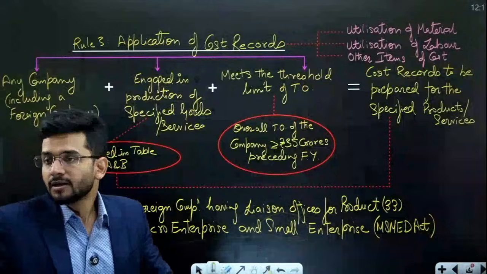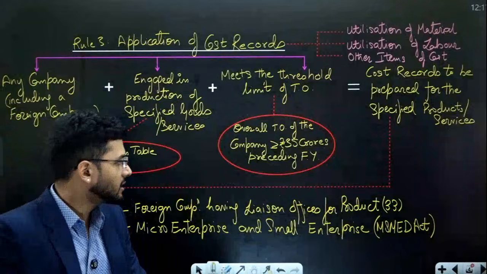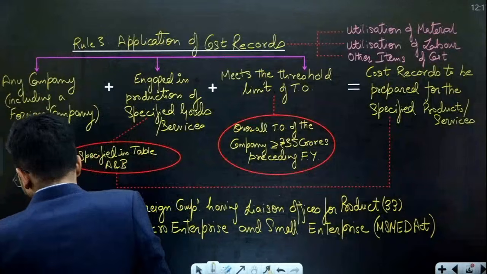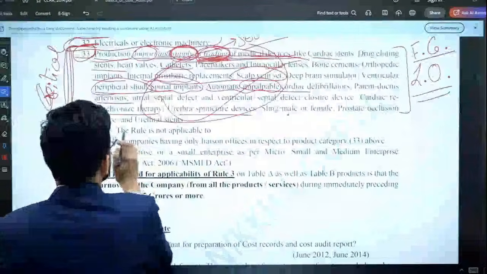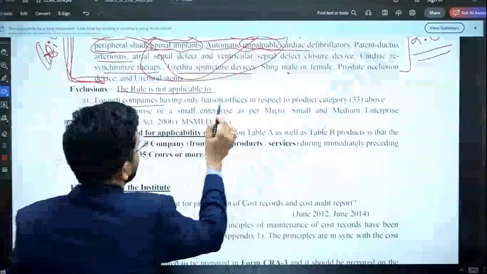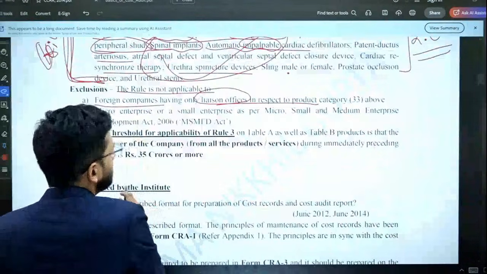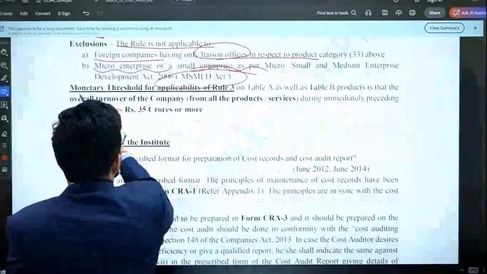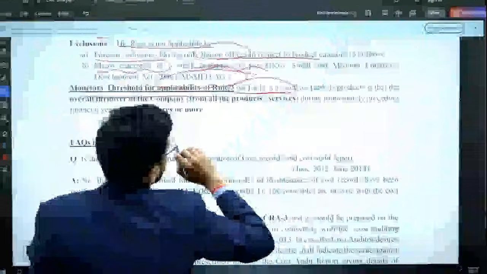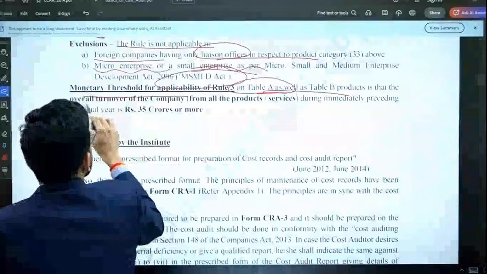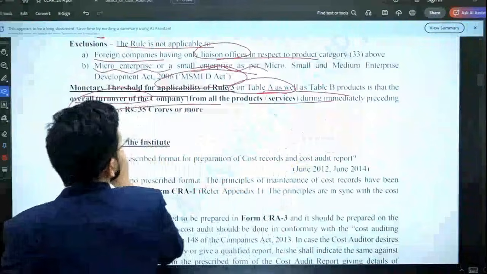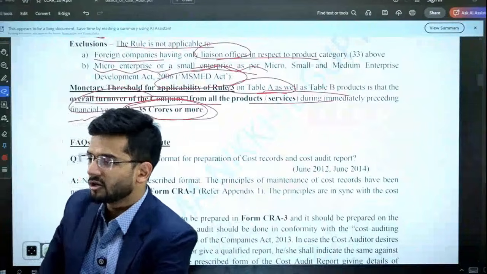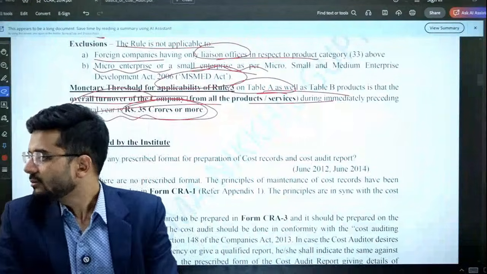Okay, sir. Got it. So this is how the enterprises are classified, and this is how the enterprises are used in an exception. So this was rule number 3 for you. The rule is not applicable to foreign companies having only license office in respect to product category 33 above, and micro enterprise and small enterprise as per the MSMED Act. And the monetary threshold on table A as well as table B products is that overall turnover of the company from all the products or services during the immediately preceding financial year is 35 crores or more.